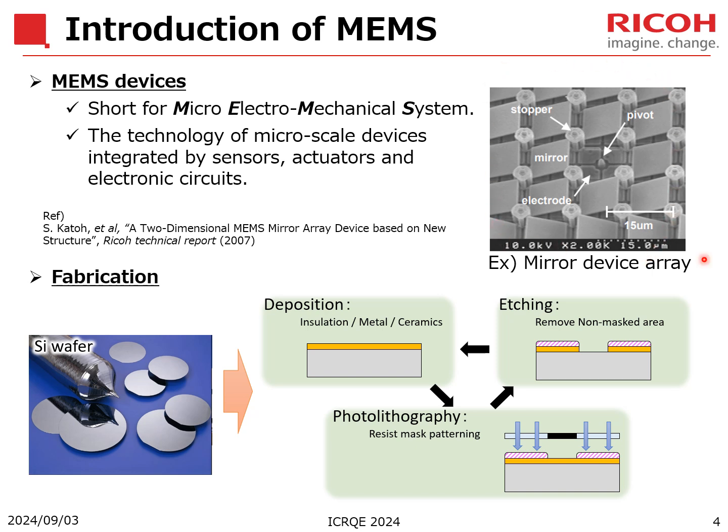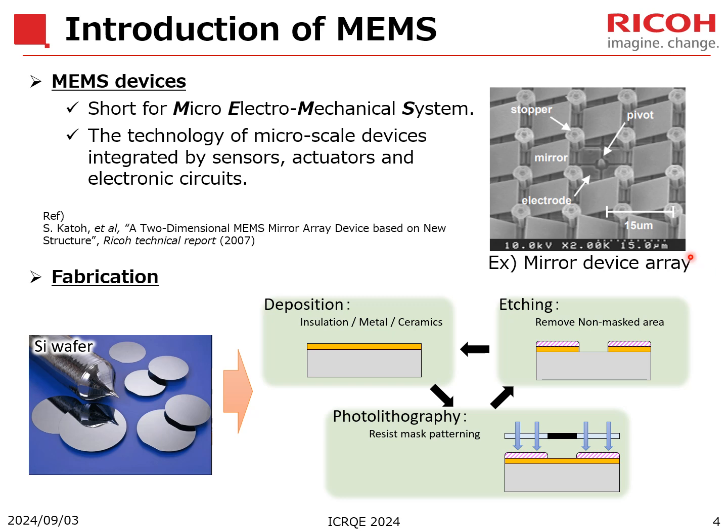So this is our micro mirror array device fabricated in our company. So in this device, these rectangles object are mirrors, and each one moves independently. So the mirror size is about 10 micrometers. So it's smaller than the thickness of the human hair.